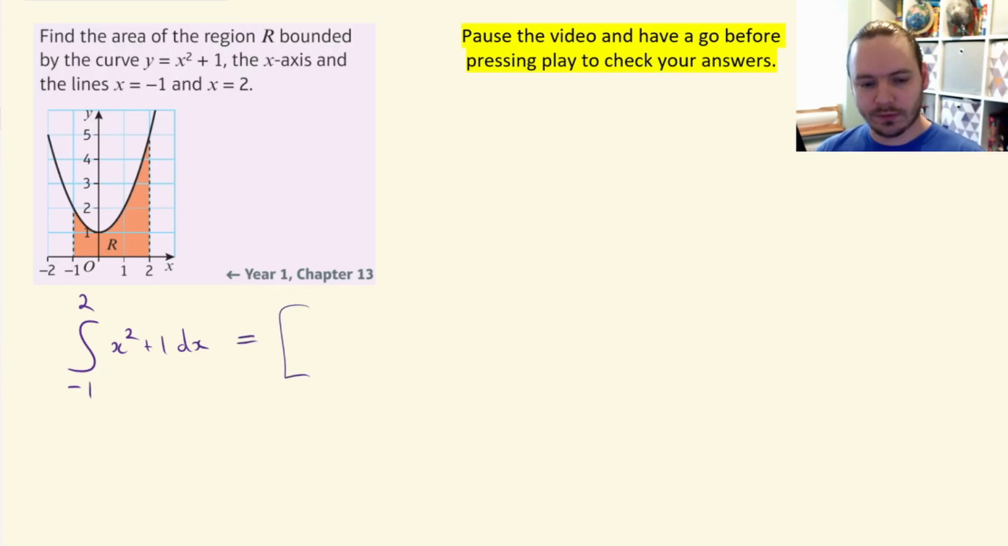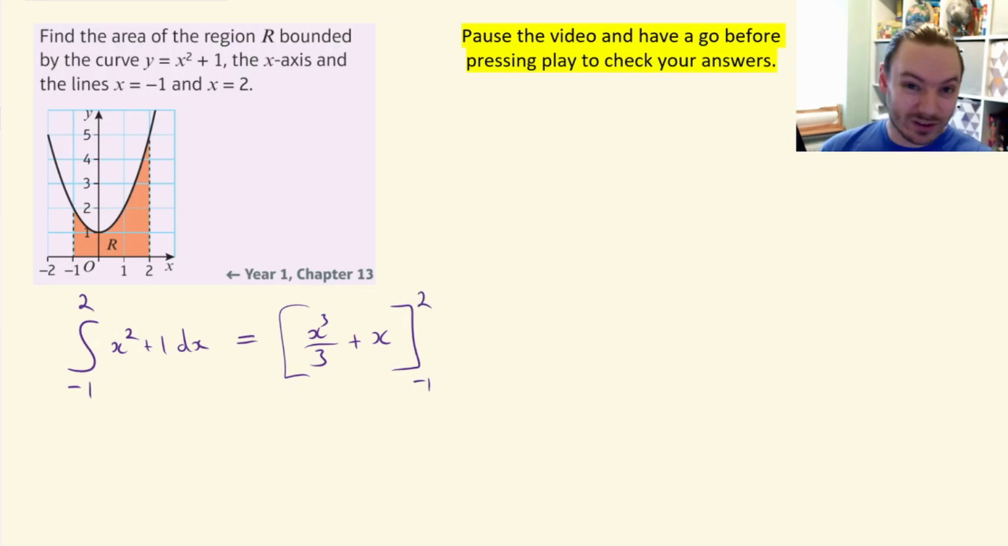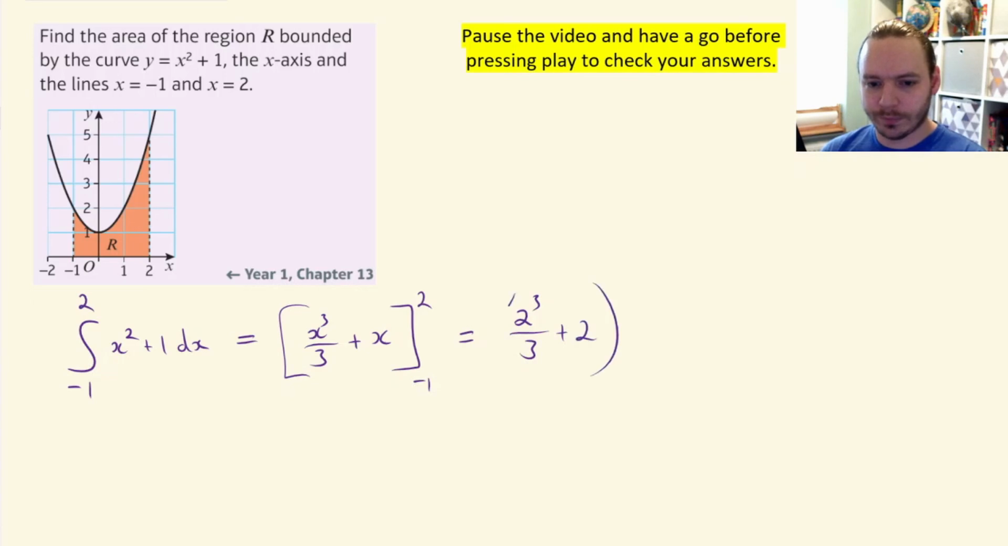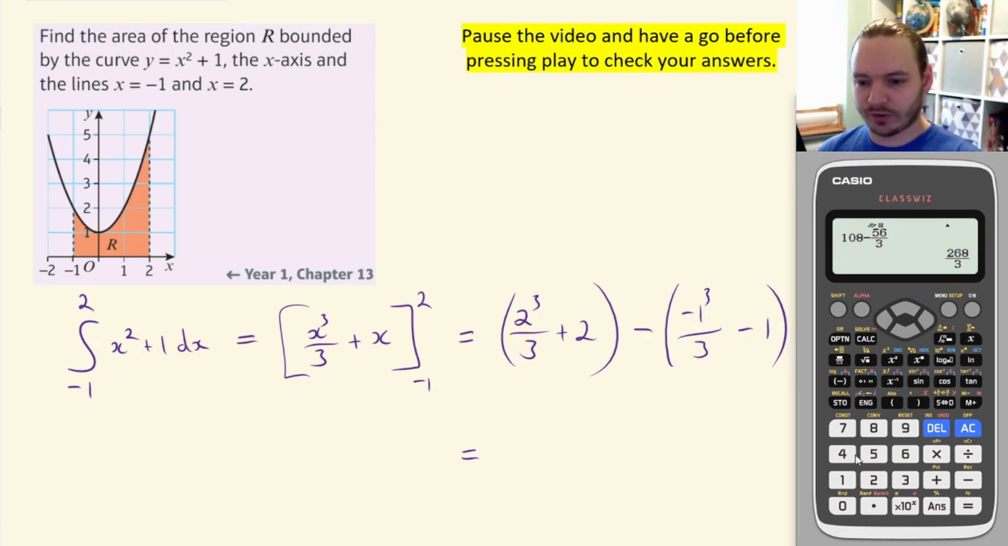That means that, well, if I integrate x squared, I get x cubed over 3, and if I integrate 1, I get x. And I want this to run between -1 and 2. Remember, I don't need the plus c now, because I have a definite integral between two values, so the plus c doesn't matter. So this is 2 cubed over 3 plus 2, take away -1 cubed over 3, take away 1.